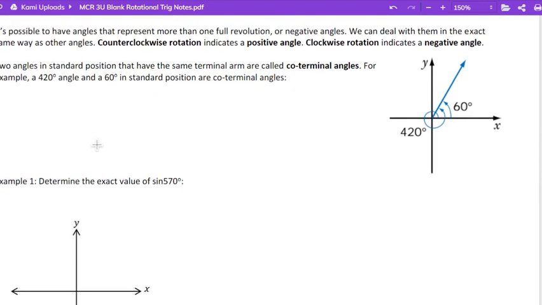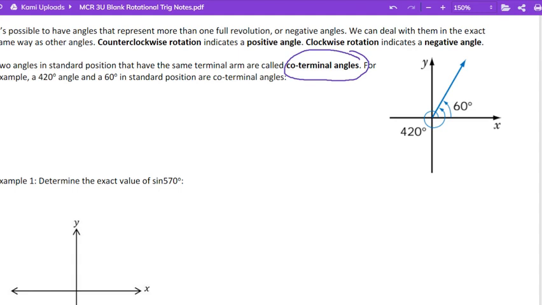So let's look. Two angles that are in standard position might have the same terminal arm, right? And we call these coterminal angles. Circle that, highlight that. That goes on your list of terminology, because I do promise you there is one question on the test that will say, give me two coterminal angles, right? I'll give you some more details, but what you need to understand is what that means. So a coterminal angle has the same terminal arm.